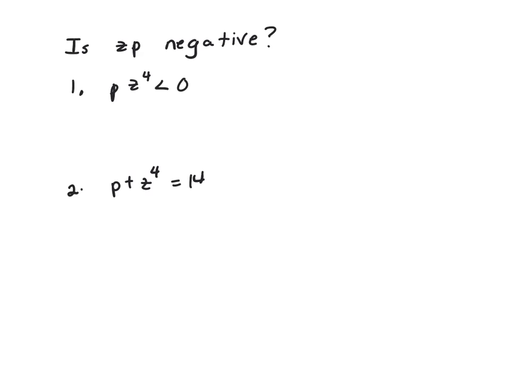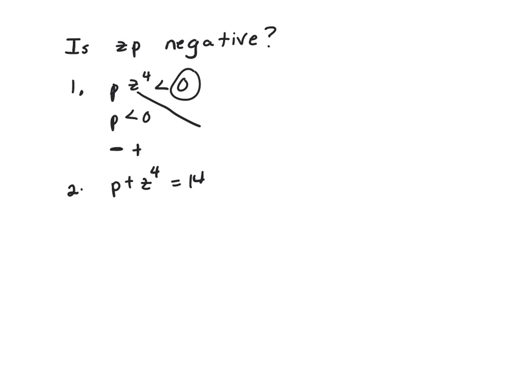All this tells us is that P is less than 0 because you're raising Z to the fourth power. If Z is negative, raised to the fourth power, it will be positive. If Z is positive or negative, when you raise it to the fourth power, it's always going to be positive. So for this to be less than 0, we know that P is negative and Z to the fourth is positive. You're going to get a number that's less than 0.